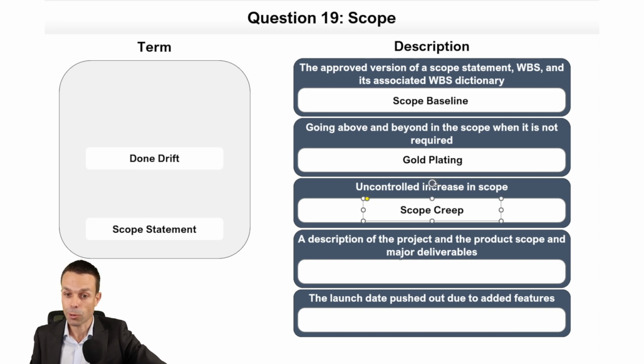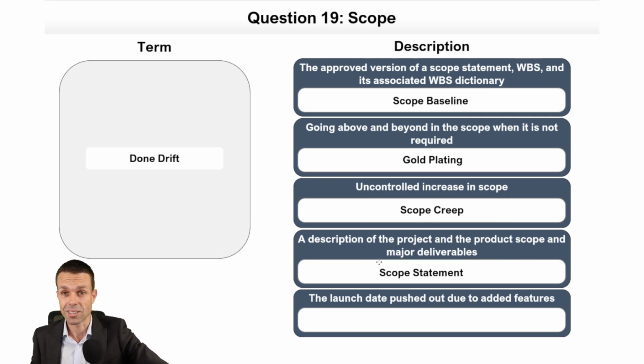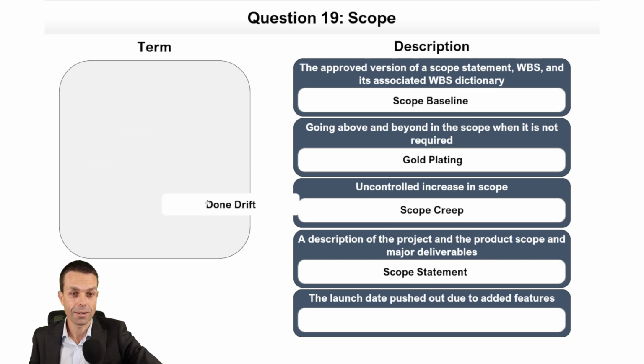A description of the project and the project scope and major deliverables. That's going to be our scope statement. It can be just a sentence, really, describing what the project is going to do. Sometimes a high-level features list as well. And lastly, the launch date is pushed out because our stakeholder kept adding features. That's going to be schedule drift.